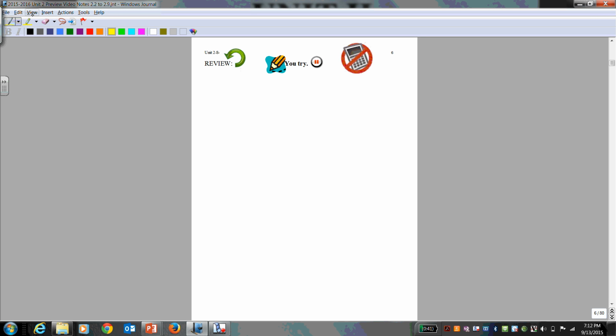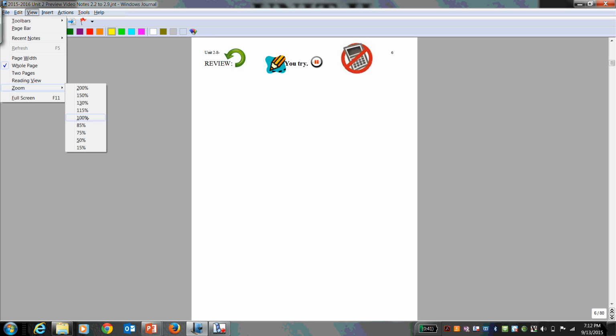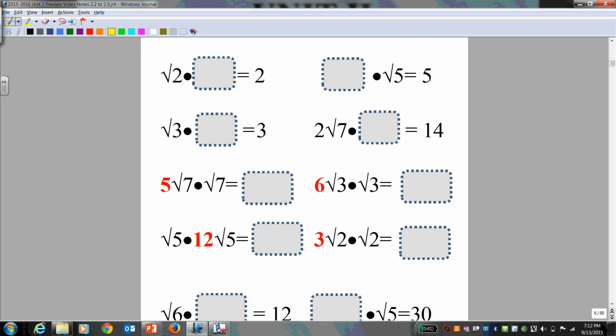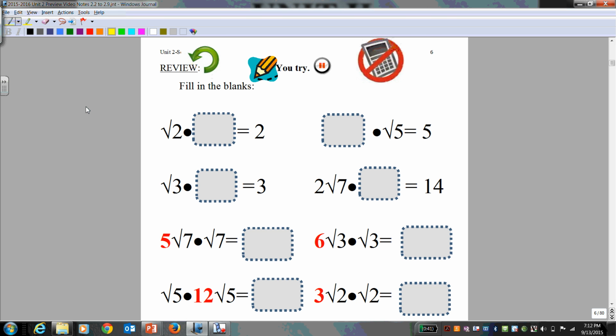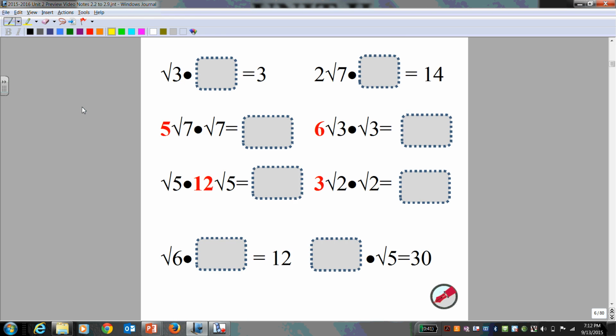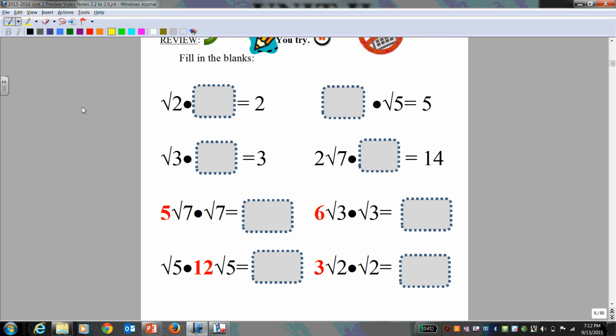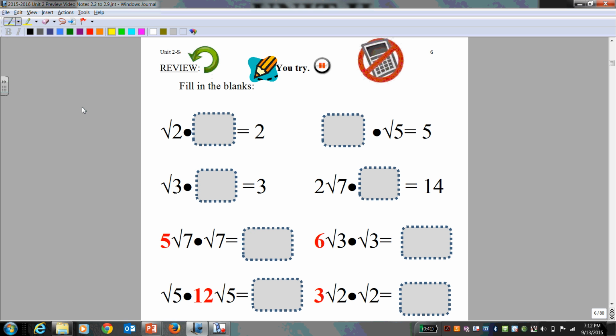Let's do a quick review here first. On this page, you want to attempt to fill in all these blanks without a calculator. Do that on your own, and then restart. Pause.